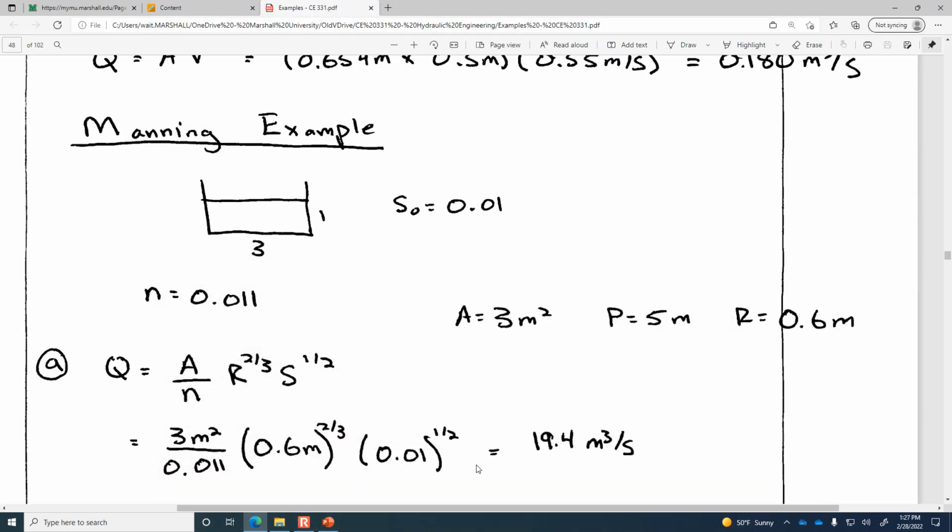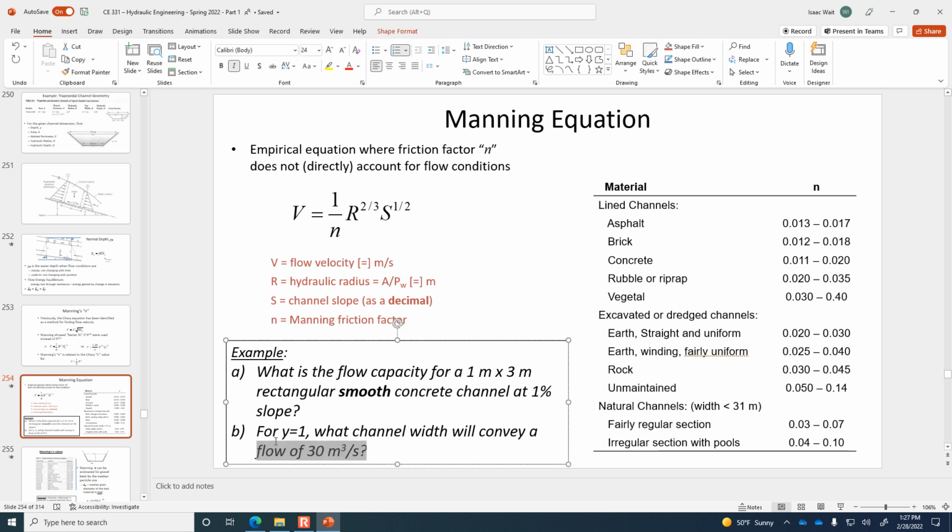The second part of this example is asking, for a depth of 1, what channel width will convey a flow of 30 cubic meters per second? All right, so let me erase some of these calculations that are on the board right now. We're still using Manning's equation. For a depth of 1, and the slope stays the same, we're going to assume that this is still smooth concrete. It's just we don't know what is the width. So we're saying B is what, in order to achieve a Q of 30 cubic meters per second.